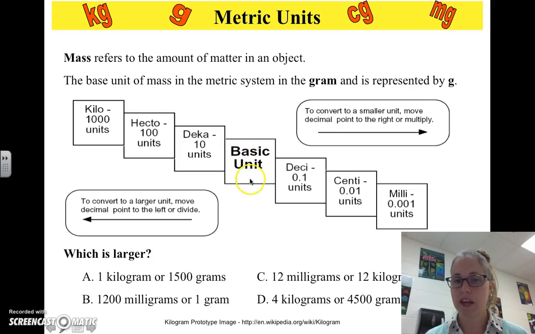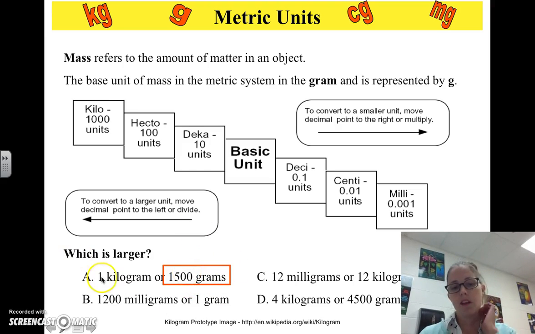So we know grams is a base unit. We know kilo is up here because we're going to change kilogram into grams to compare them. So 1 kilogram is up here, and we hop 1, 2, 3 down to the base unit, grams. So that's 3 to the right. If we were to rewrite this, we'd move the decimal point from right here 3 spots over, 1, 2, 3, and in those blank spaces I would put zeros. So it ends up being 1,000 grams, or 1,500 grams. So which one is bigger? The 1,500 grams.